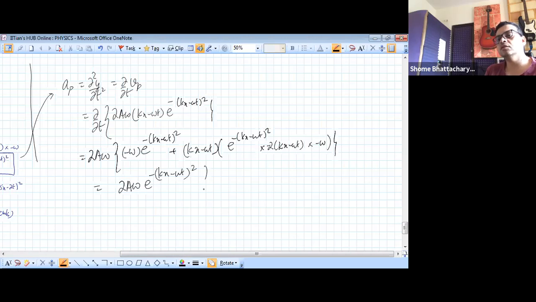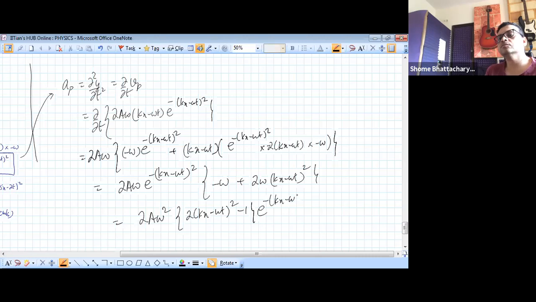We can take common. So this term gives us minus omega, and this term gives us 2 times omega into (kx minus omega t) whole square into that we wanted. Okay, so we can in fact write this as 2 times a omega square into 2 times (kx minus omega t) whole square minus 1 into this factor. This is my particle acceleration equation.